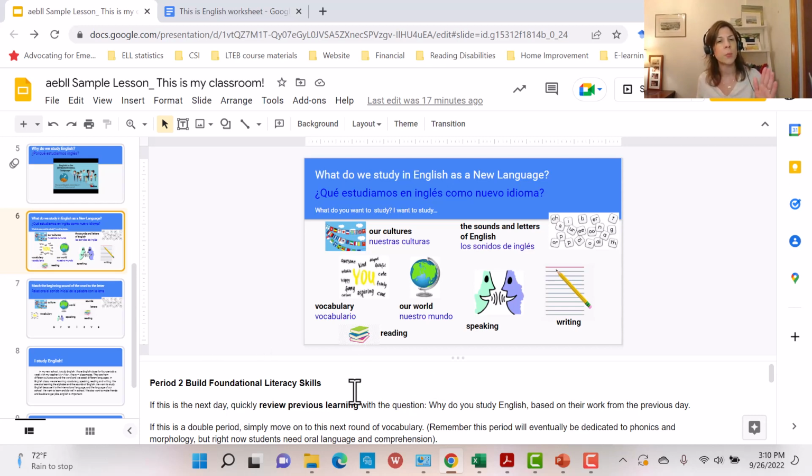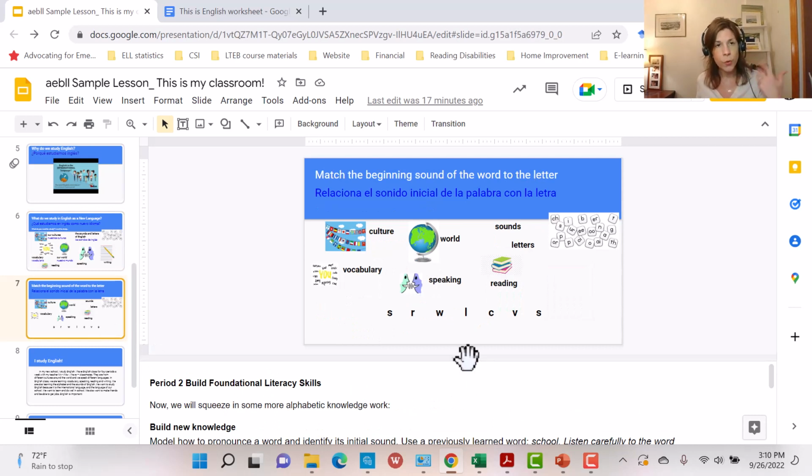Okay, so this is the period that eventually will become your phonics or morphology lesson. However, right now your students are really new and they really, really need more comprehension and vocabulary before we can move on to phonics. After they get this new vocabulary about why do they want to study it, or what do they want to study in English, let's build in some more alphabetic knowledge work. They've done their warm-up. Now let's try and connect the beginning sounds of words to the letters. So I've given you some specific instructions around this.